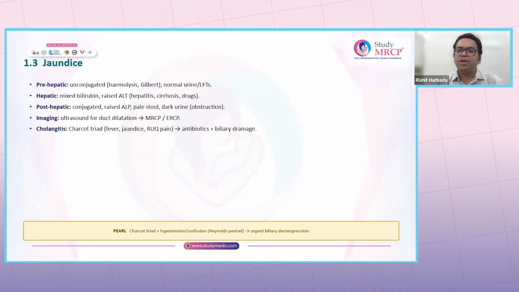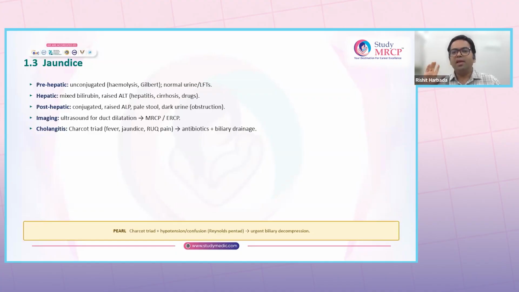Okay, now if a patient actually presents with cholangitis, what is cholangitis? It's an inflammation of the bile duct. In that situation, the patients will present with high-grade fever, chills, jaundice, and right upper quadrant pain, which is the Charcot's triad. In this situation, the treatment is going to be antibiotics, and you have to do the biliary drainage.